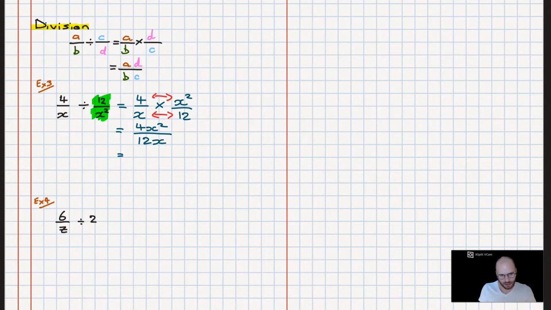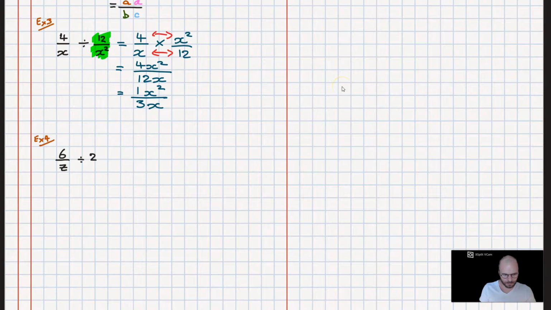So we can go 1x squared all over 3x. Now, simplifying again because we have these x's, we can cancel the x out with the x squared, and we're going to go 1x over 3. And of course, we don't need that 1 in front of the x because it's an implied one. So we can go x over 3. So that's our final result there. 4 over x divided by 12 over x squared is equal to x over 3.